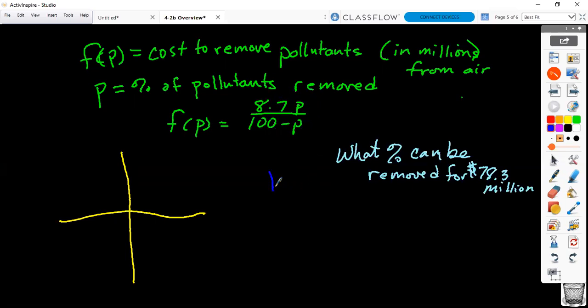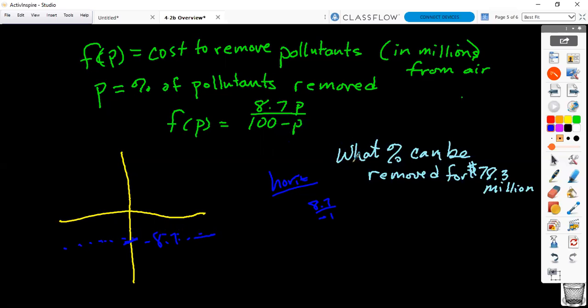So for example, like a horizontal asymptote. Remember, that's the degree on top, so you look at the coefficient, 8.7 P over a -1. So it'd be just the 8.7 over a -1. So I have a horizontal asymptote down at -8.7. So if that's -8.7, there's a horizontal asymptote down there.